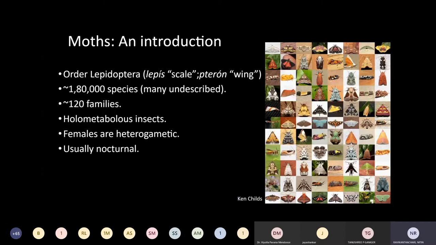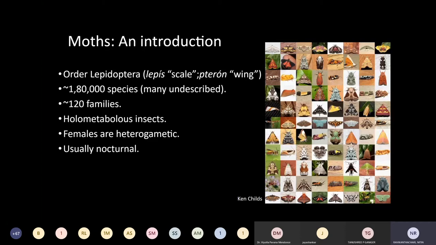But whatever is known from a few of those moths, we know a lot more about them. For example, the silk moth and yucca moths and plutella moths. And there are 120 families, and this keeps changing depending upon what types of classifications the taxonomists are following. And these are holometabolous insects. That means they undergo a complete metamorphosis, whereas grasshoppers and other things are not holometabolous because they just increase in size after hatching out of their eggs.